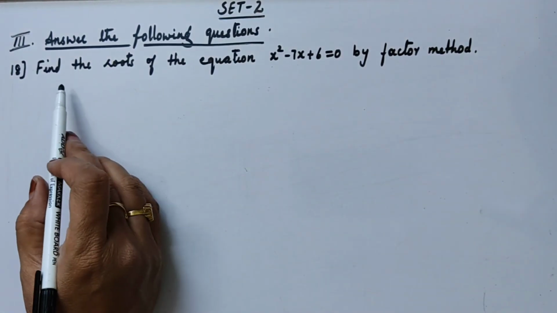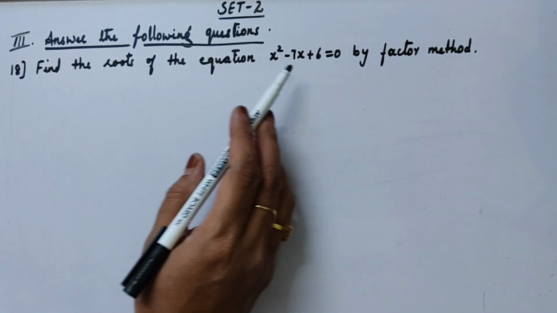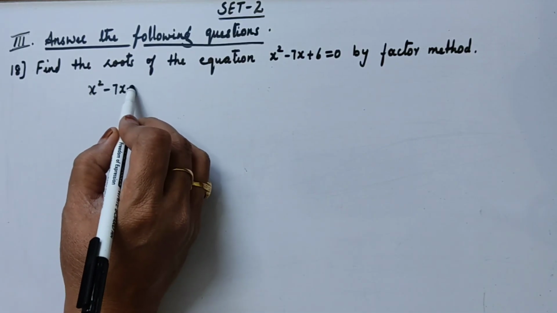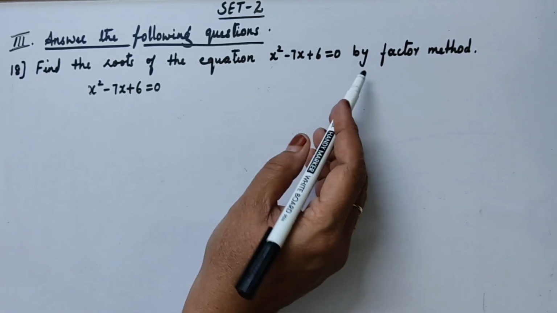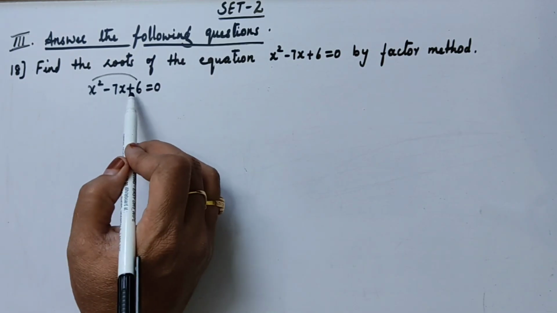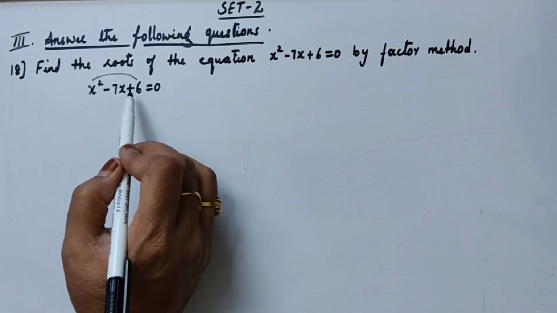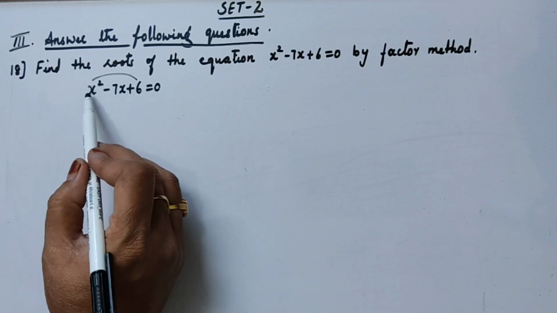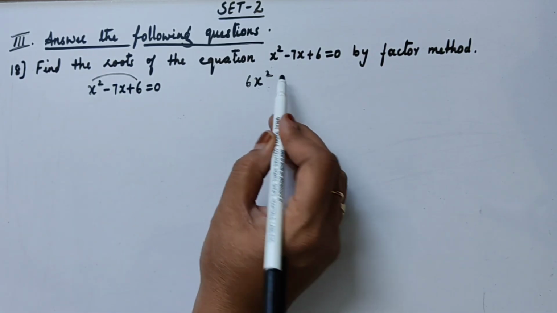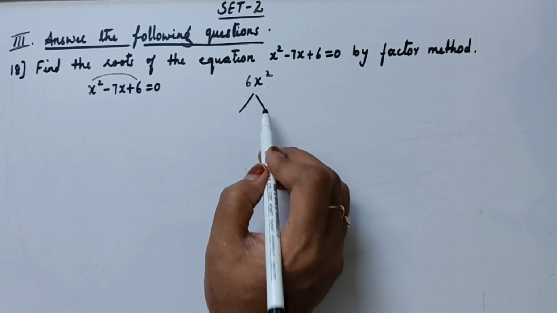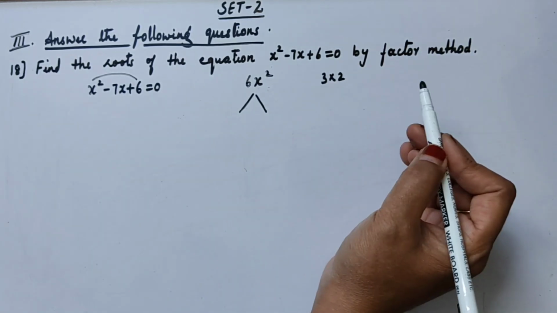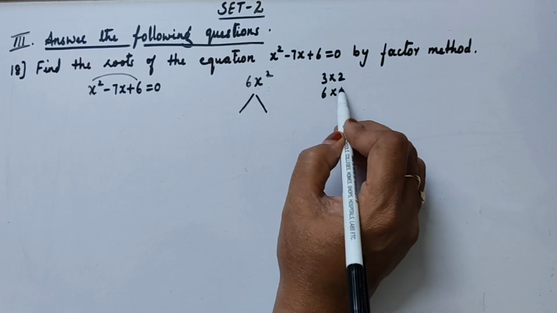Here we have the next question. Find the roots of the equation x square minus 7x plus 6 equals 0 by factor method. That means we need to find the factors of x here, students. Now let us multiply first and last term. I am going to get 6x square. The factors of 6 are 3 2s are 6 or 2 3s are 6, then 6 1s are 6.